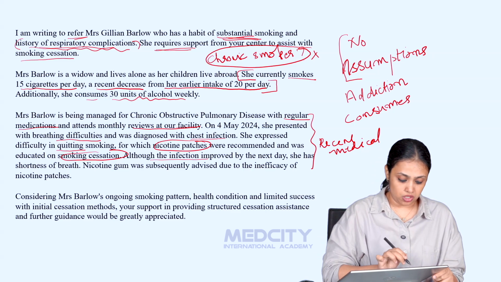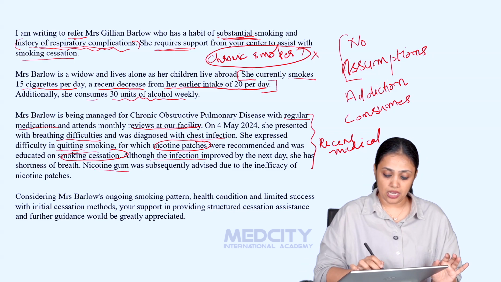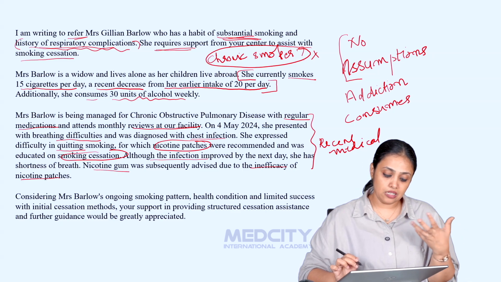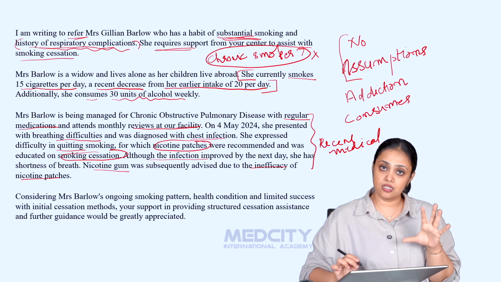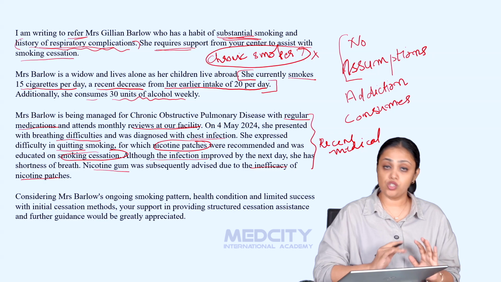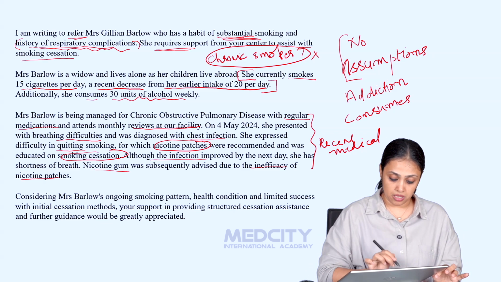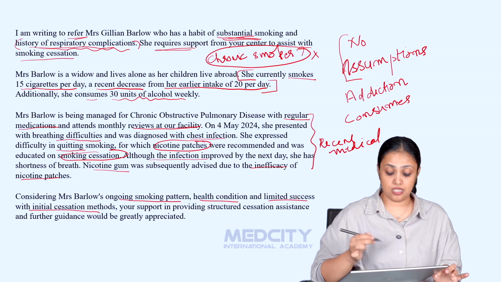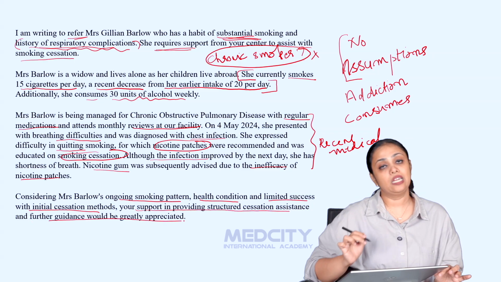By the next day, she has shortness of breath. Then nicotine gum was subsequently advised due to inefficacy of nicotine patches. You said that nicotine patches were initially advised, but as that didn't work, now you have advised nicotine gum. That is only this much you need to include in the letter. Then finally coming to the recommendation to wind up the letter, considering Mrs. Barlow's ongoing smoking pattern, then health condition and limited success with initial cessation methods, your support in providing structured cessation assistance and further guidance would greatly be appreciated.